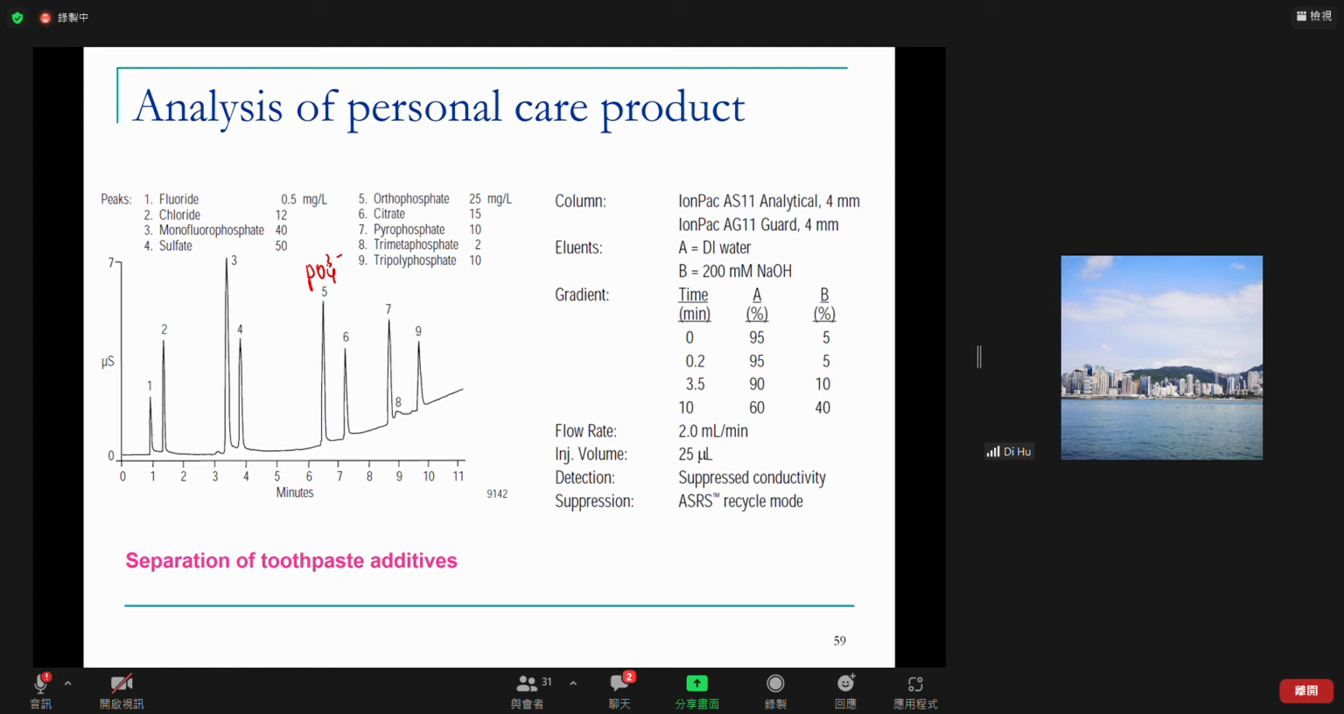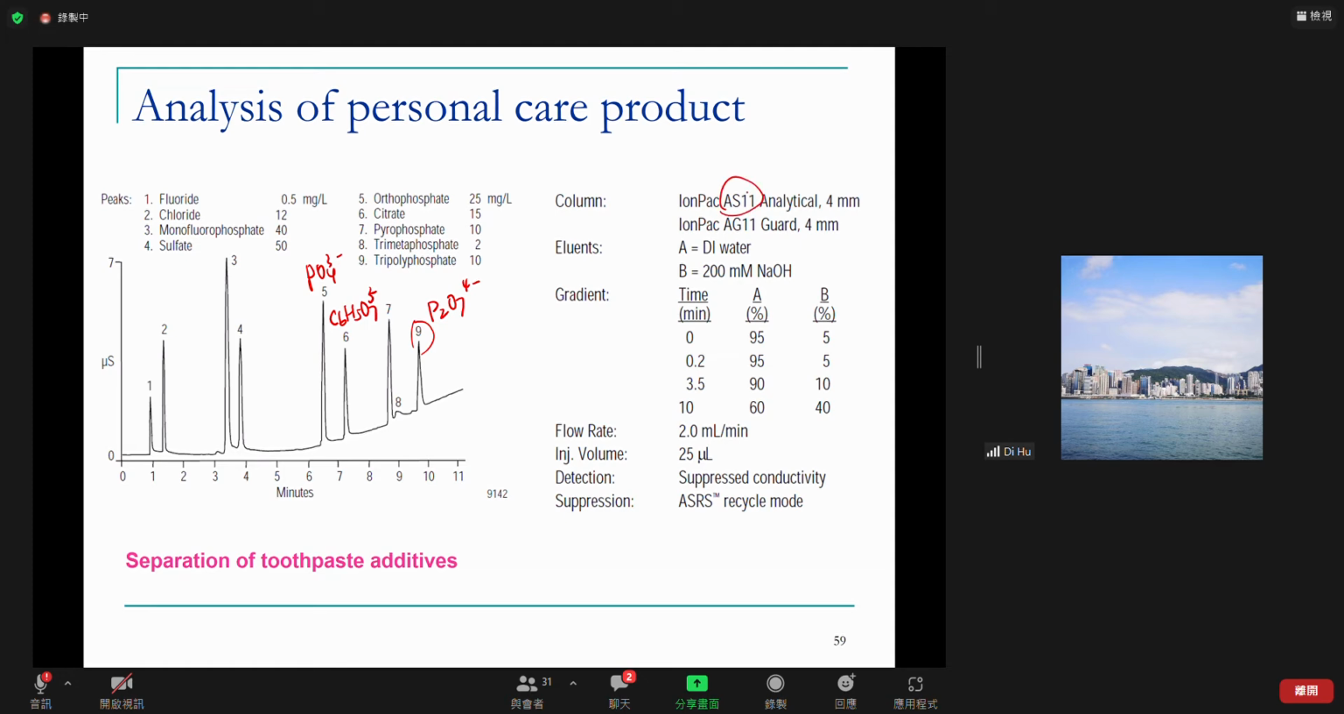And this was citric acid, right? We already mentioned this. So this is something like C6H5O7 3 minus. And this number 9 is tripolyphosphate, which is for your information 4 minus. Okay, so you can see that this column is AS11.